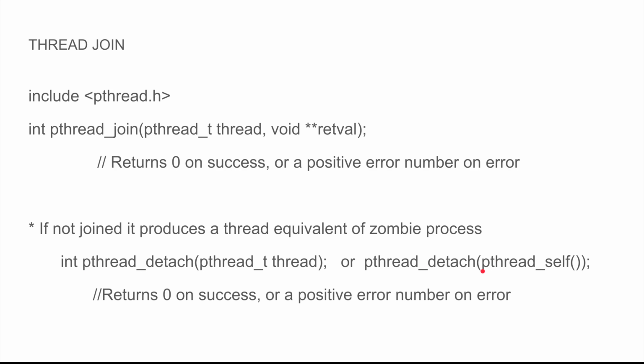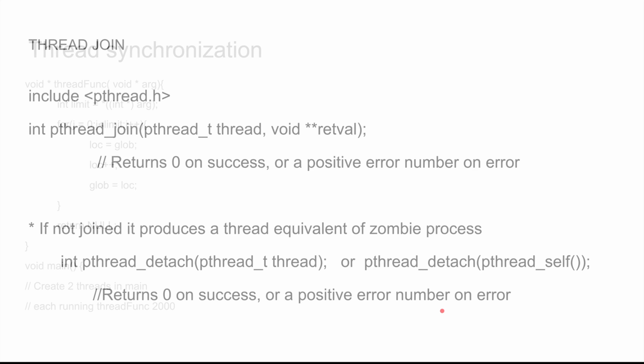We can also use pthread_self to get the thread object identifier to set the invoking thread in detached mode. This also returns 0 on success and a positive error number on error scenarios, like all other pthread functions.